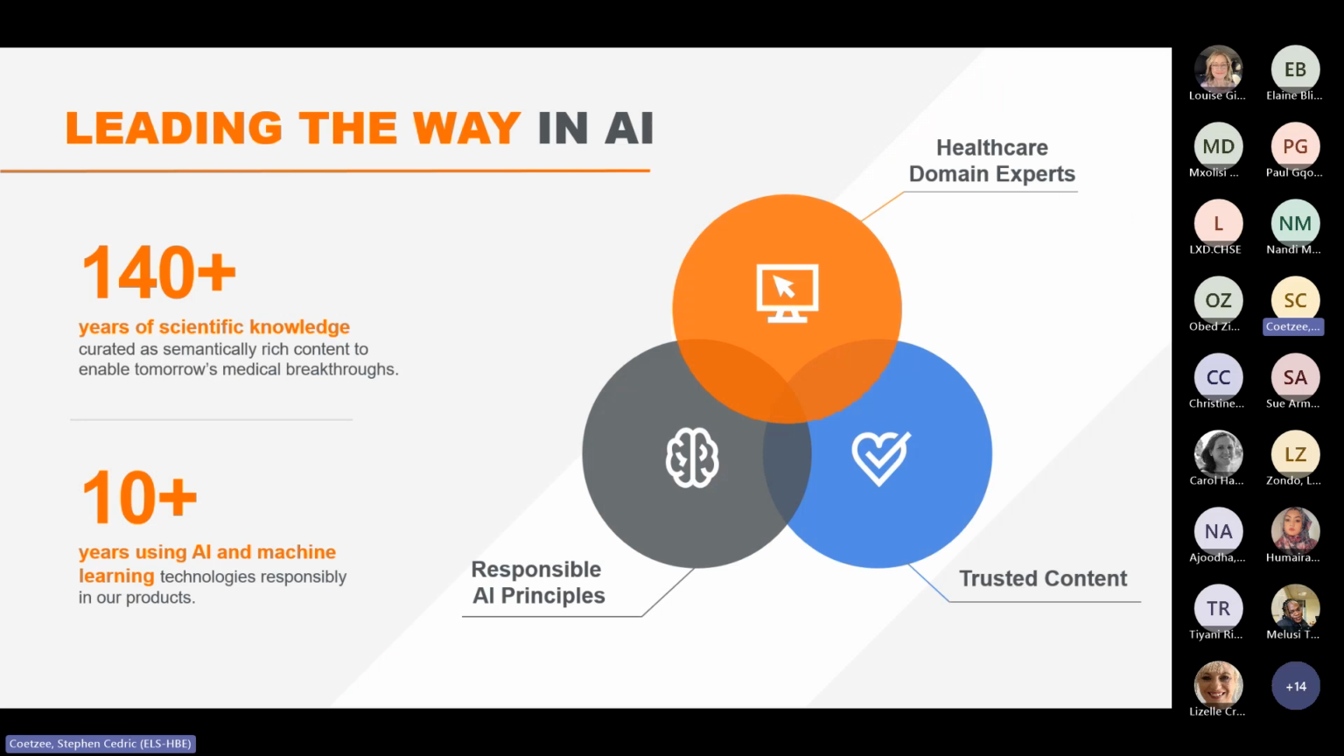Not only have we been the leader in scientific publishing for over 140 years, but for more than a decade, Elsevier has been using AI and machine learning technologies responsibly in our products. All of this together, of course, puts Elsevier at an advantage to lead the way in AI.